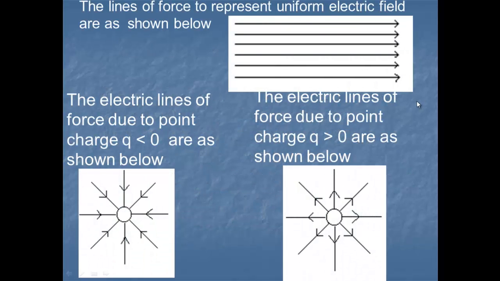The lines of force to represent uniform electric field are shown below. So these are all the electric field lines of a uniform electric field, where all the lines are parallel and equispaced. Now this is the representation of the electrical lines of force due to a charge Q, and this is a negative charge, Q less than 0, and this is a representation of the electrical lines of force due to a point charge Q greater than 0, that is a positive charge.